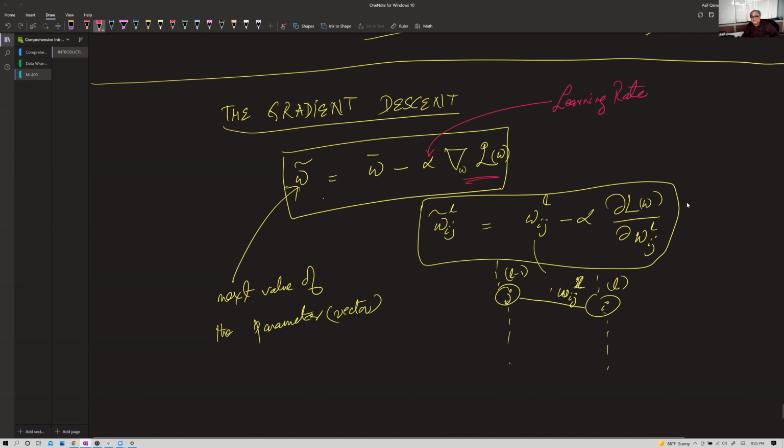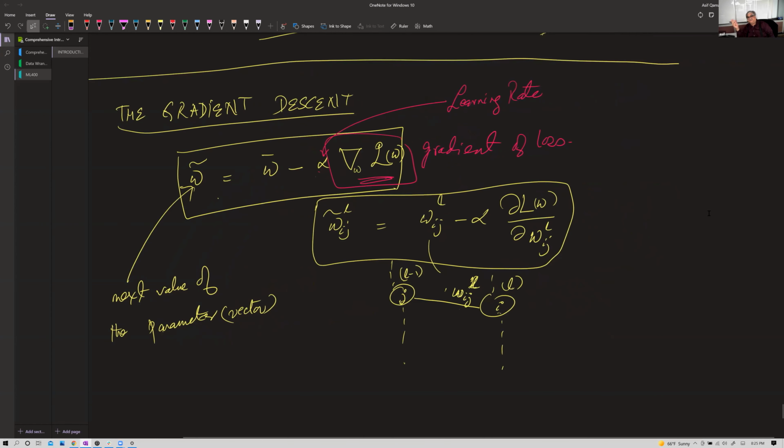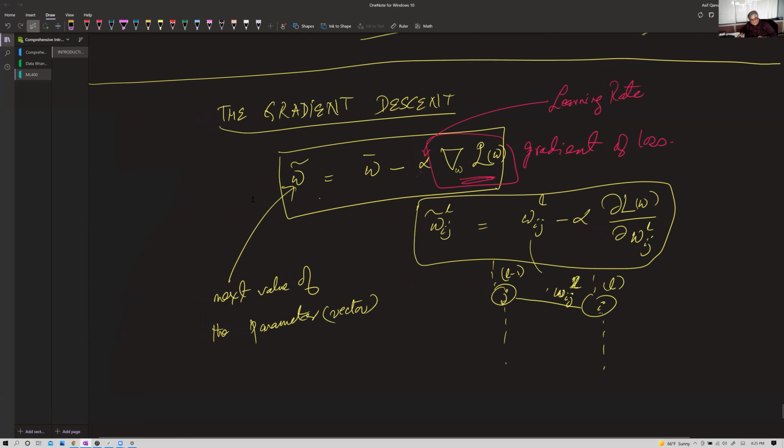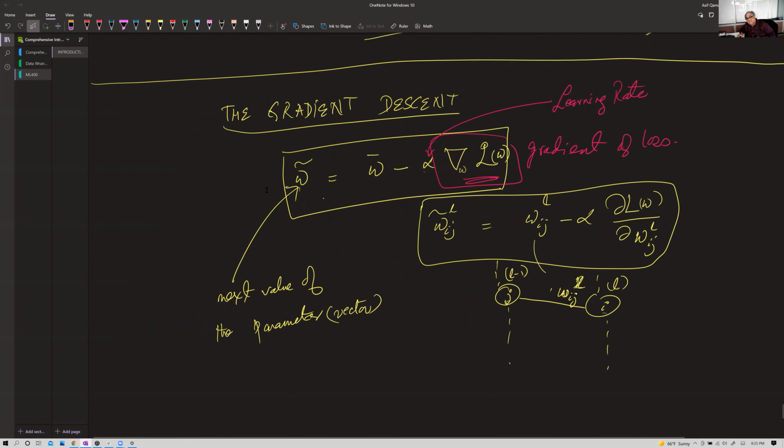But given the gradient, this is what? This is the gradient, right? This is the actual gradient of the loss. This is the learning rate. Given a certain gradient of loss, say the gradient of loss is 5, how much you change the value of the parameter still depends upon how big a step you're willing to take. That's why the learning rate is important.